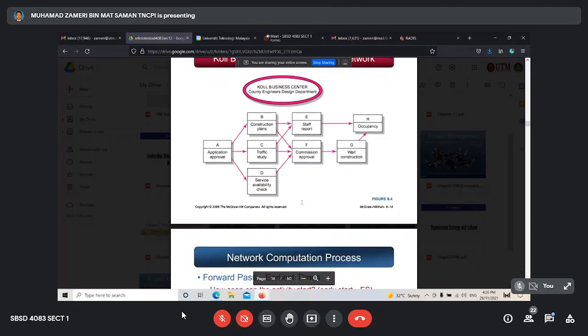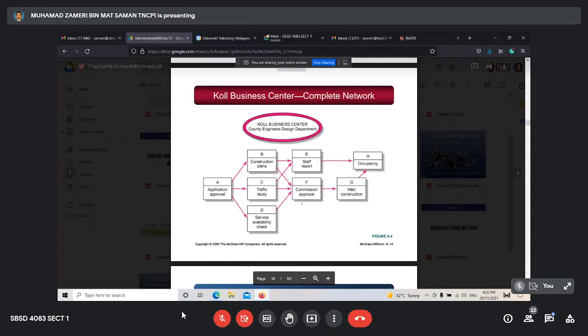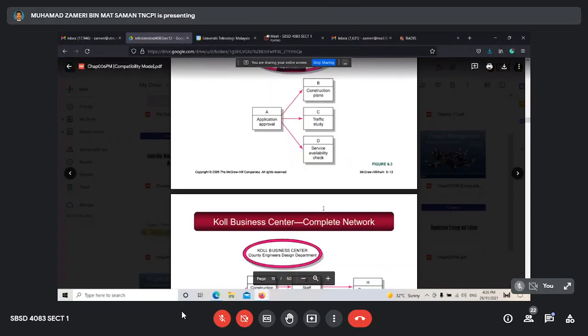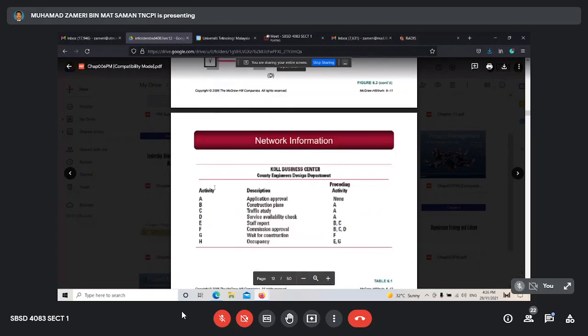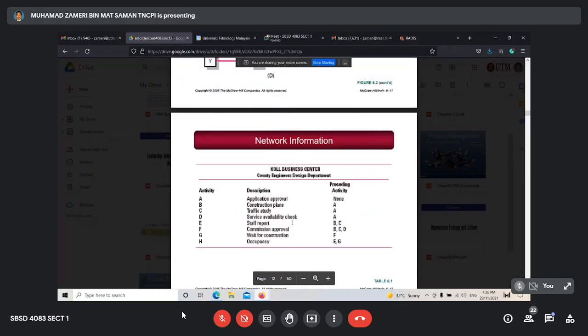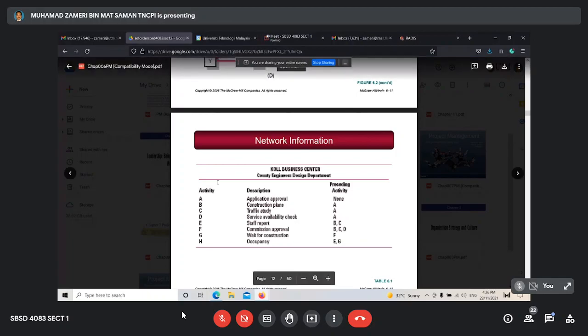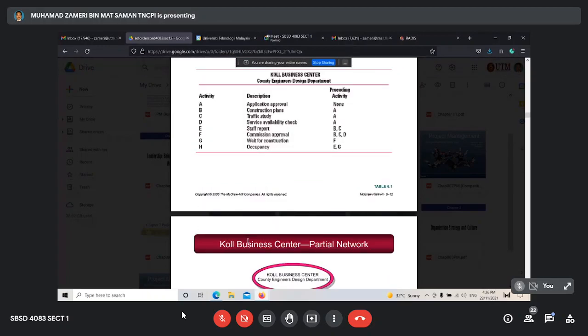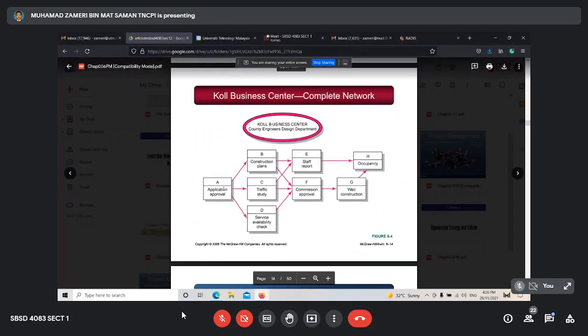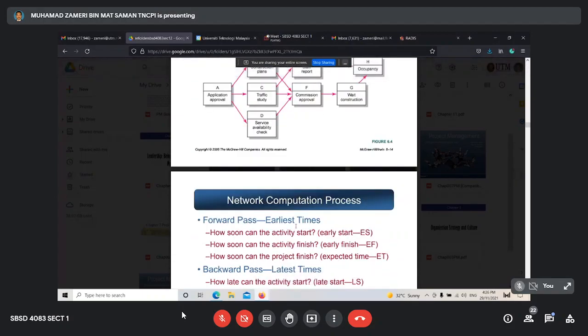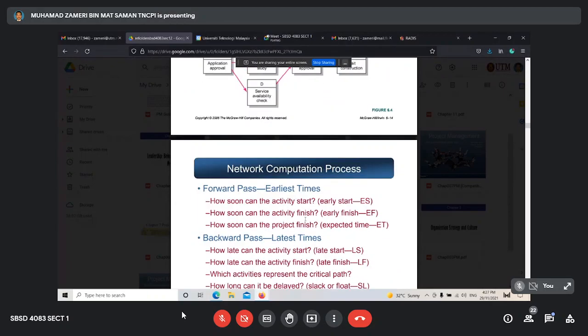Okay, so we proceed. Okay, this is the network based on this problem. This is our problem. If I ask you, I will give something like this. The question is something like this. The data, and then based on this, you need to draw the network. This is the network, and then you start doing analysis. Okay, the first thing we do is a forward analysis.